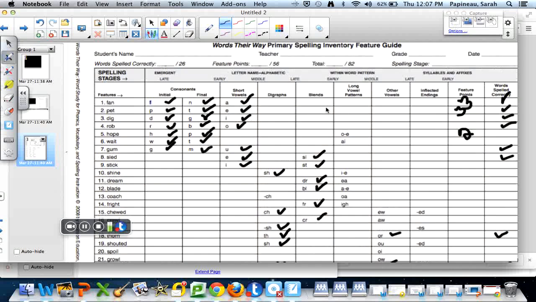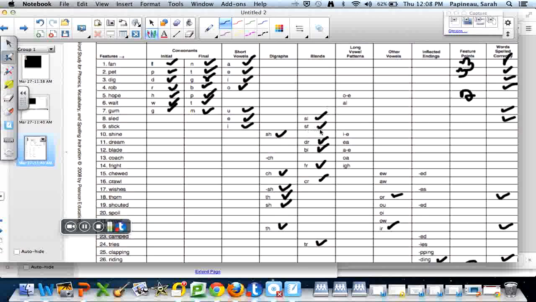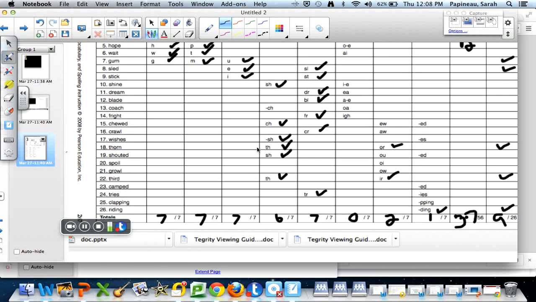But stick, they didn't spell correctly. They did get that initial blend, the st, and they got the short vowel, but they didn't get the final consonant sound, the ck, so we're not going to give them a point for that. There is no feature to cover that misspelling, which is fine. We're not looking for that necessarily at this point, but what we won't mark off is getting that word spelled correctly, even though they got both the feature points for stick.